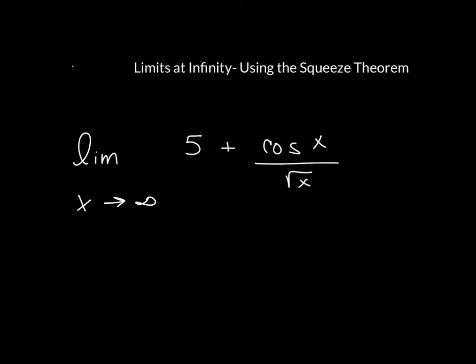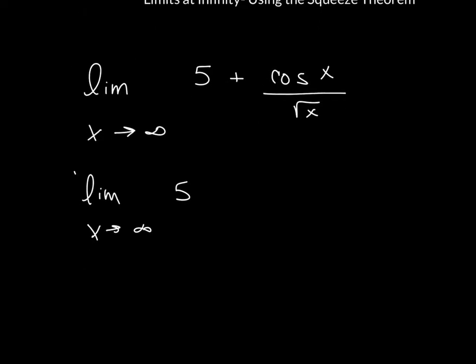So we want to go ahead and break this up first. So we have the limit as x approaches infinity of 5. And that's never going to change. It doesn't have any value here. So that's just going to be 5.